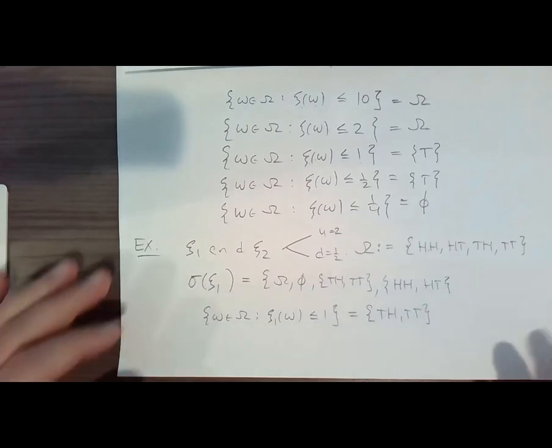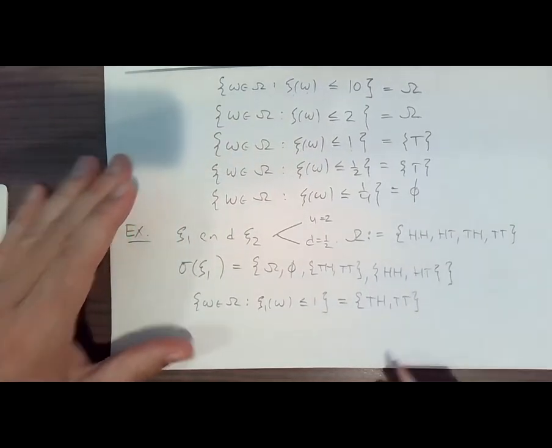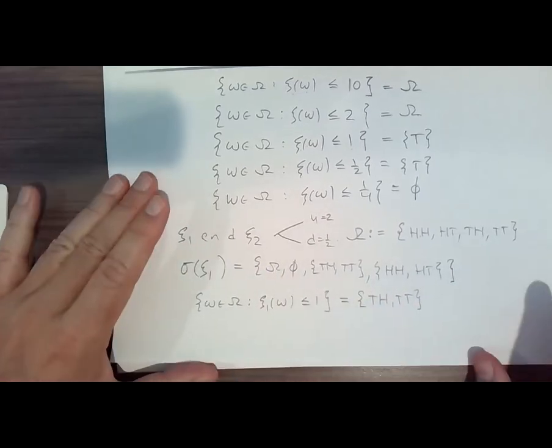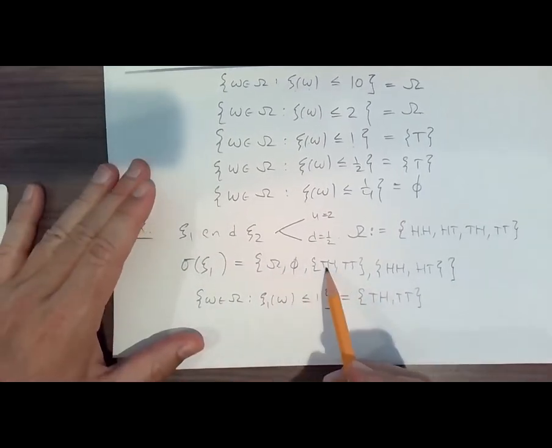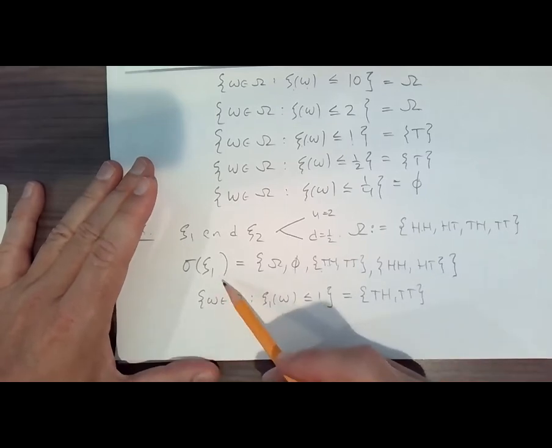And let's just check that this is all we need. So are we stable on the complements? Yeah, this is good. Are we stable on the unions? Well, if I take the union with these two, I get omega. Union with these two, I get that set. Union of these two, I get omega. Right? So that's the smallest sigma algebra that makes psi1 measurable.